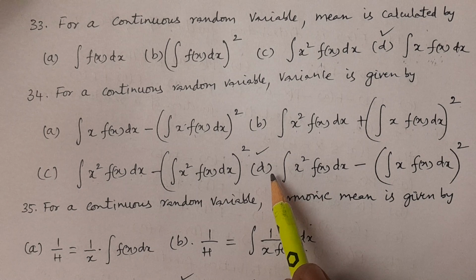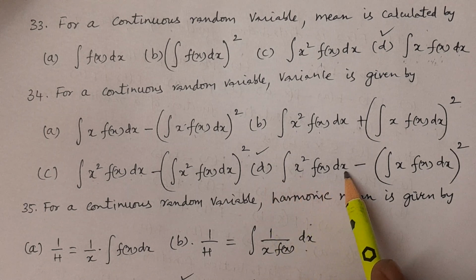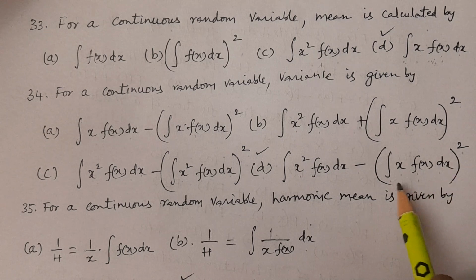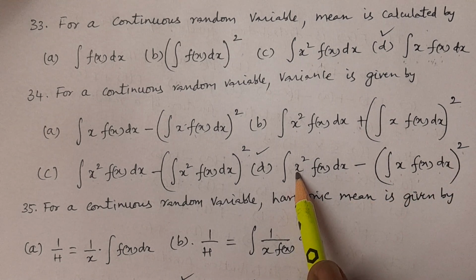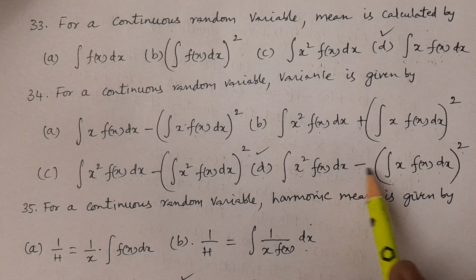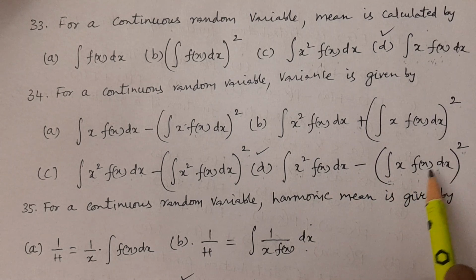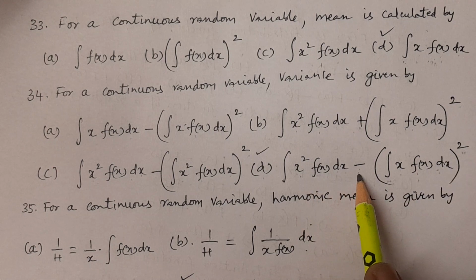Final formula, that is option D. Integral x square f of x dx minus integral x f of x dx whole square. So this is the answer for the variance. Hope you understand. The answer is option D.